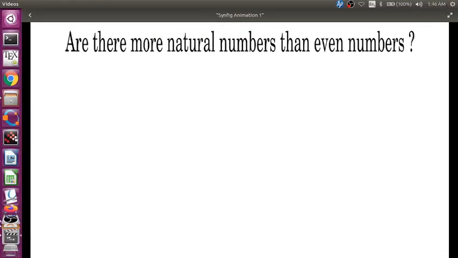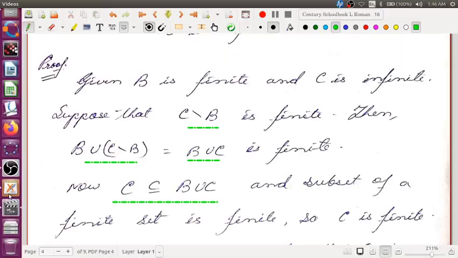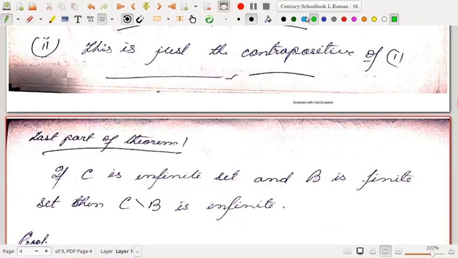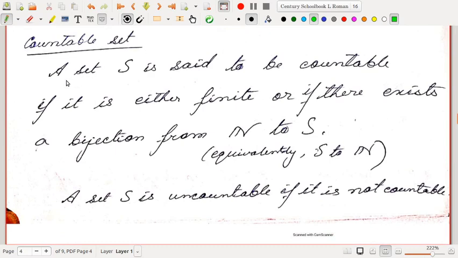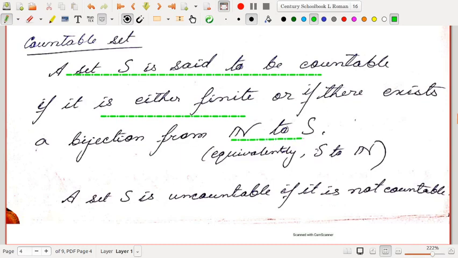So let us go back to the definition. A set S is said to be countable if it is either finite or if there exists a bijection from the set of natural numbers to S, or equivalently the other way, from S to N, because the inverse of a bijection is a bijection, right? So a set is countable if it is either finite or if there exists a bijection between N and S.